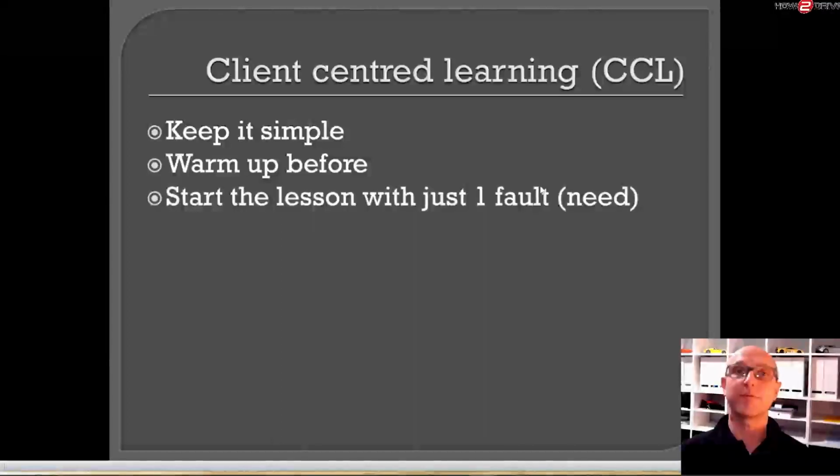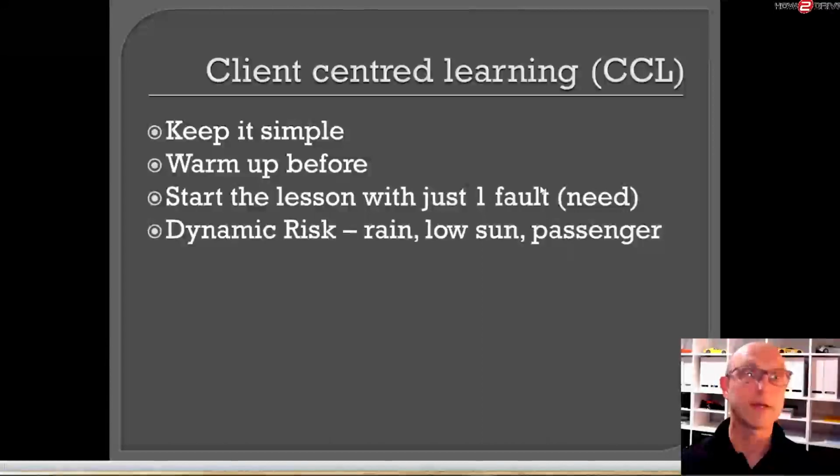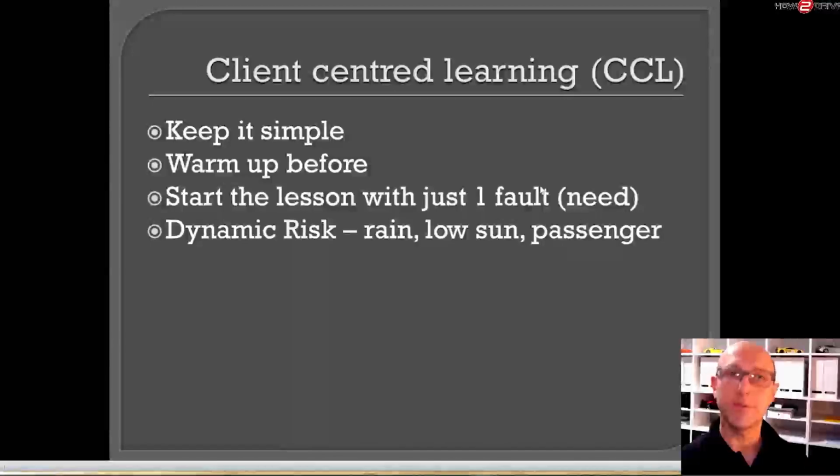Start the lesson with just one fault. So that's your need. You know, your pupil's just straight lined a roundabout on the way in. So yeah, fine. You'd normally be dealing with that, so deal with it now. Just do something that's very relevant to the here and now, and go and fix it. That keeps things nice and simple and on point. It means you get moving sooner.